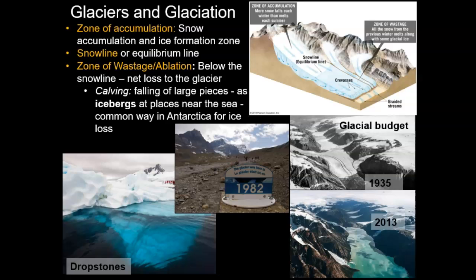Many glaciers have in fact completely disappeared. For example, in Glacier National Park, which is in Montana, about 150 years ago, there were 147 glaciers. Now, there's only 37 glaciers remaining.